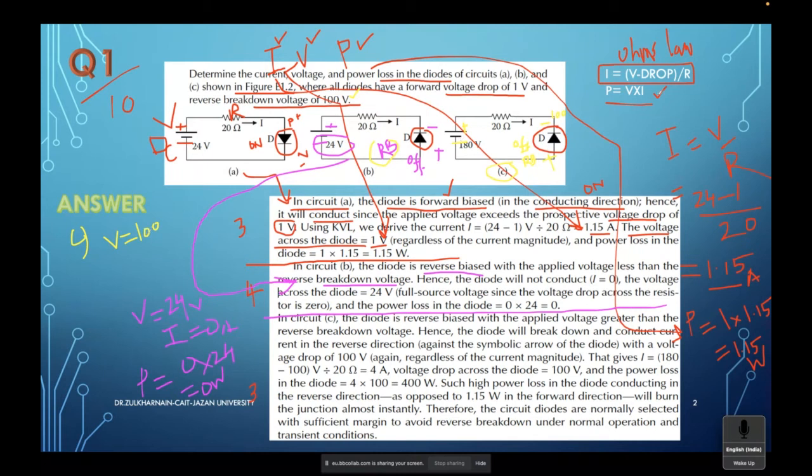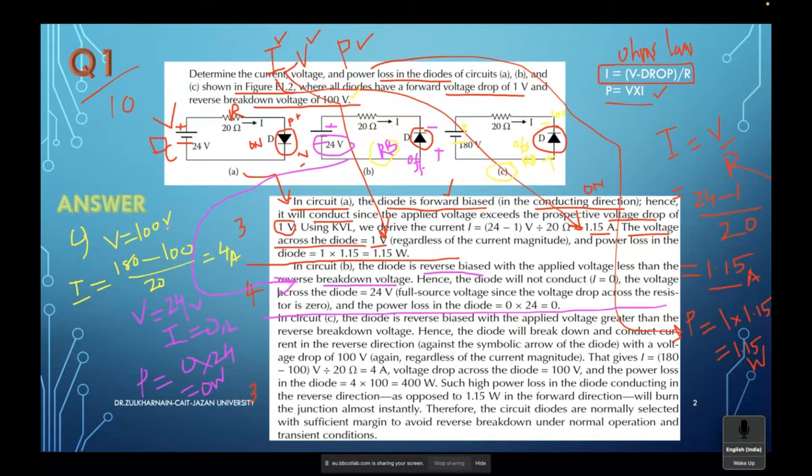Then for the current, use the law. Current is equal to the supply voltage minus the voltage drop, divided by the resistance. The voltage here is 180, minus the voltage drop, which is 100, divided by the resistance, which is 20. If you solve that, you get approximately 4 amperes. So in this case the voltage is 100 volts and the current is 4 amperes.